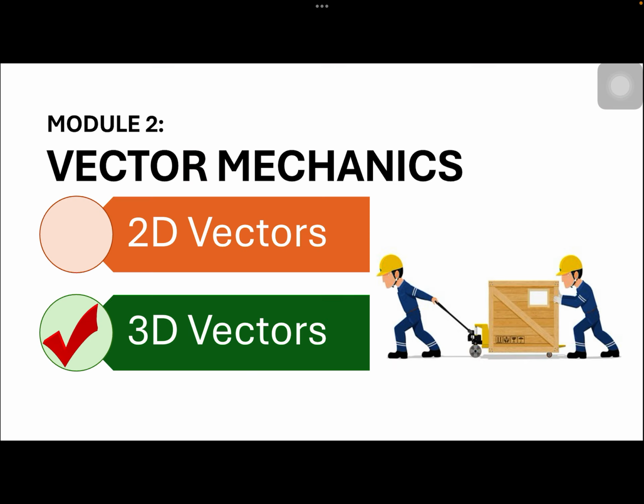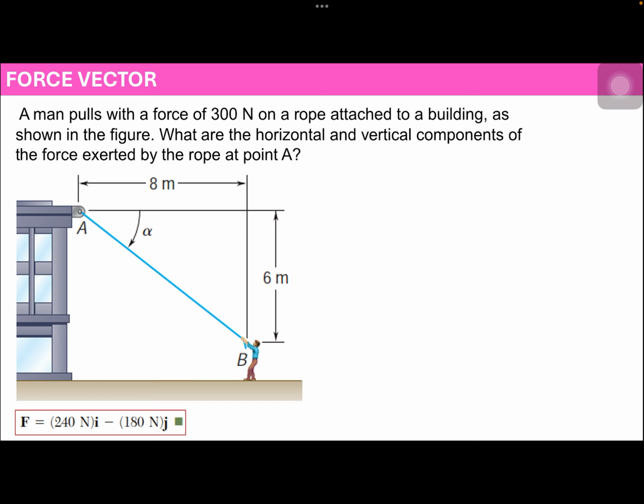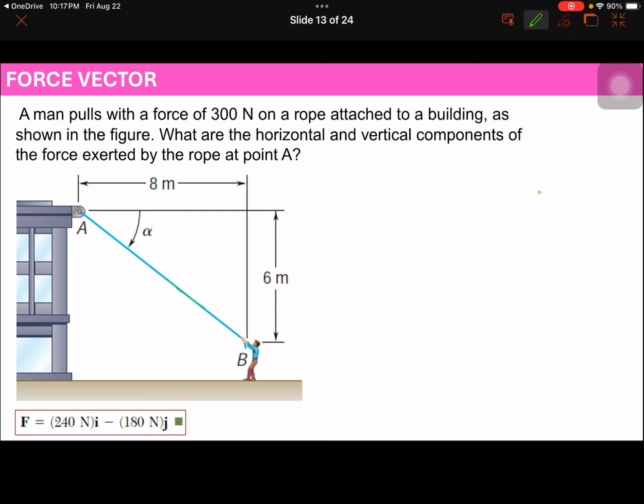So, last 2D vector example. A man pulls a force of 300 Newton. So pull daw, so pag ganyan ang force natin yan. So 300 Newton ang F natin, resultant siya. As shown in the figure, what are the horizontal and vertical components of the force exerted by the rope at point A? So, hinihingi lang yung horizontal and vertical. Ito na yan. So, Fx and Fy ulit.